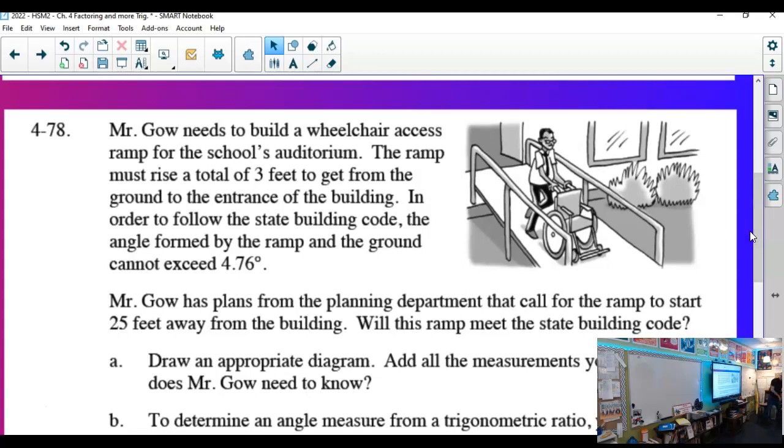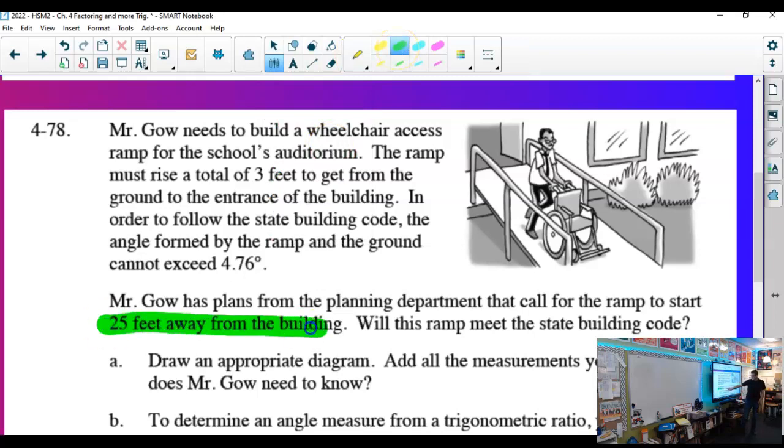So Mr. Gow needs to build a wheelchair access ramp to the school's auditorium. The ramp must rise a total of 3 feet to get from the ground to the entrance of the building. In order to follow code, this is legit ADA type stuff, and it might even be less than that now, because we'll look at what a 4.76 degree angle looks like. But let's calculate: does he have enough distance to be within code, or would he need a longer distance?